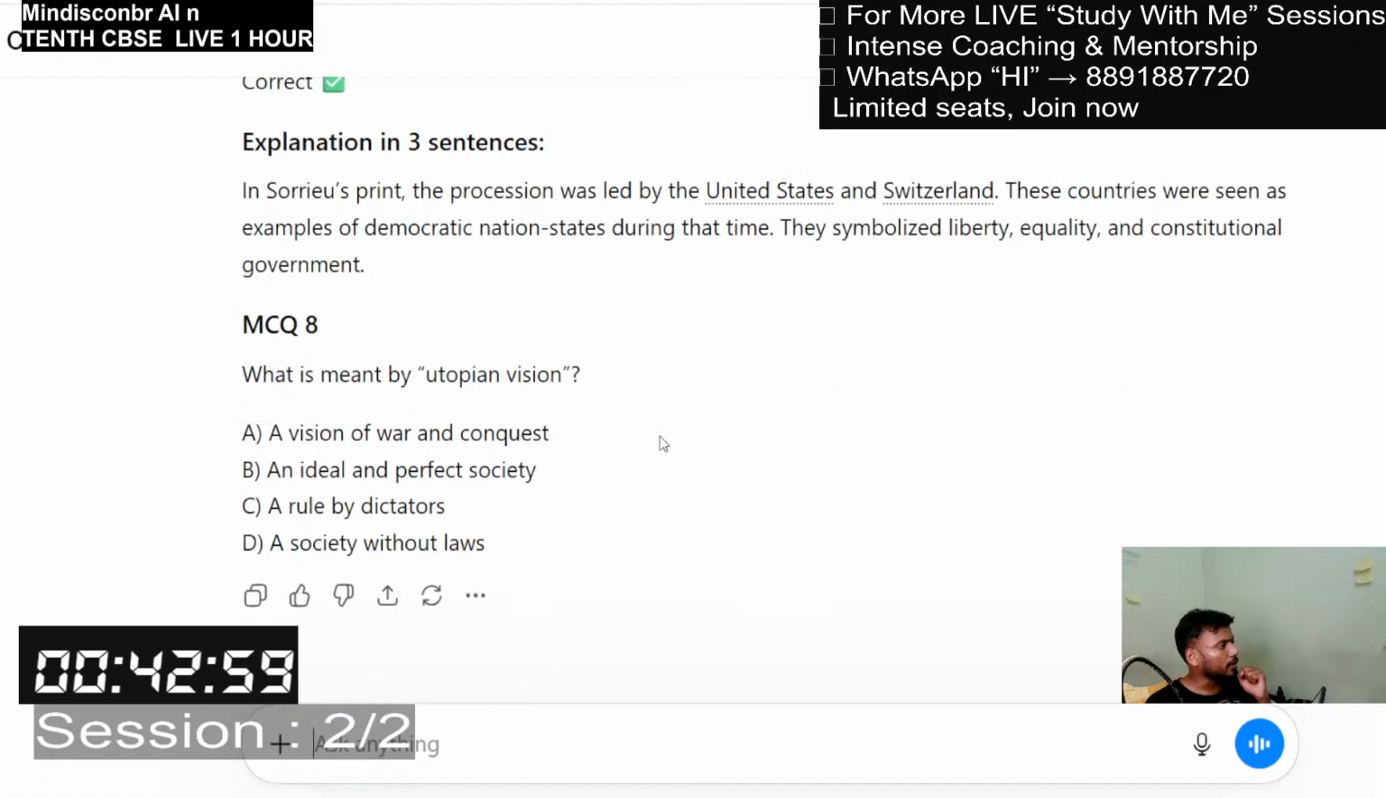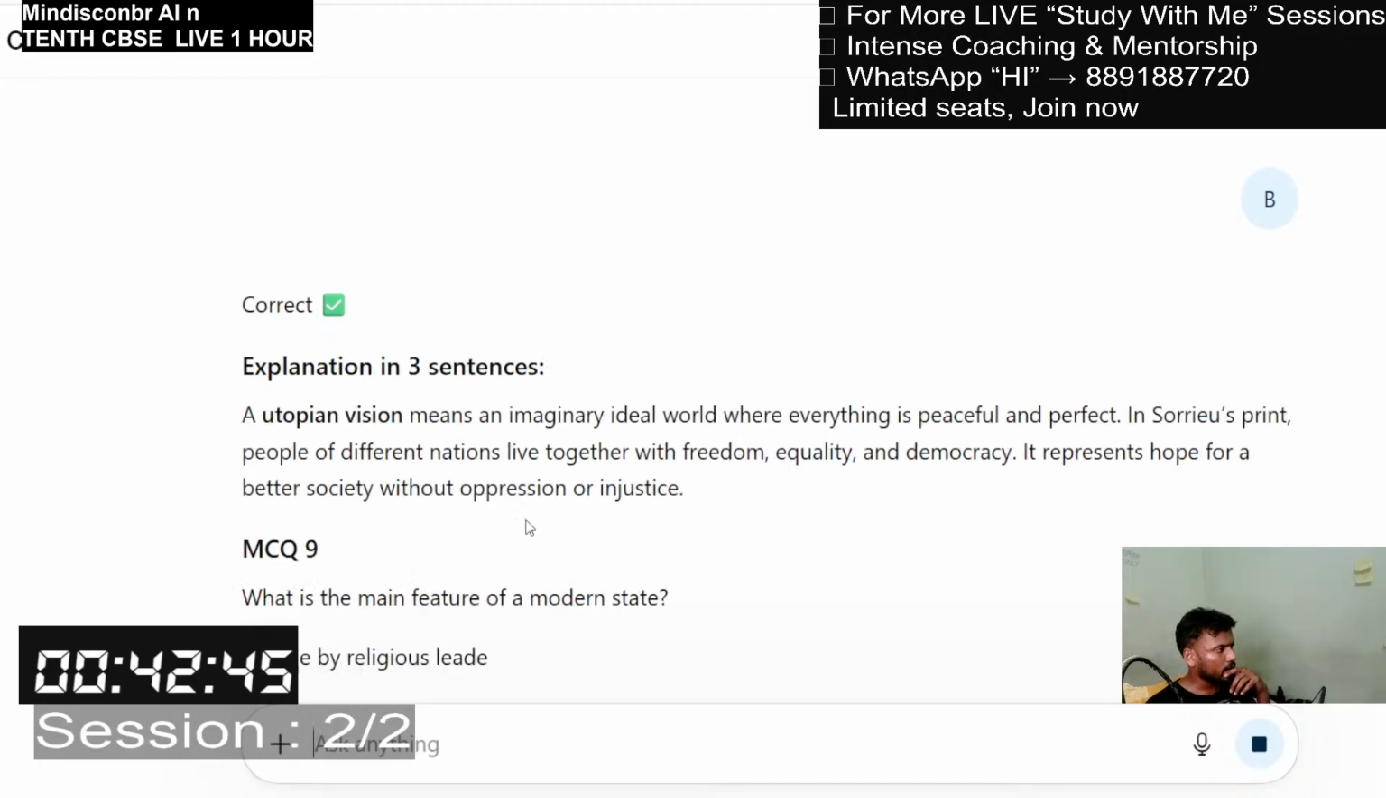What is meant by utopian vision? A vision of war and conquest, an ideal and perfect society, a rule by dictators, a society without laws. An ideal and perfect society. A utopian vision means an imaginary ideal world where everything is peaceful and perfect. In Sorio's print, people of different nations live together with freedom, equality, and democracy. It represents hope for a better society without oppression or injustice.